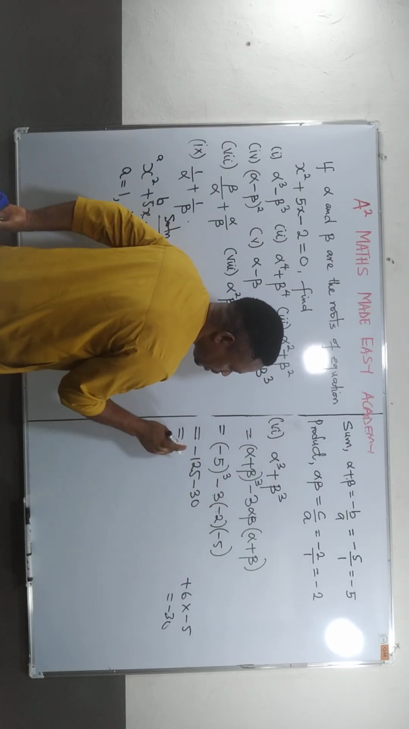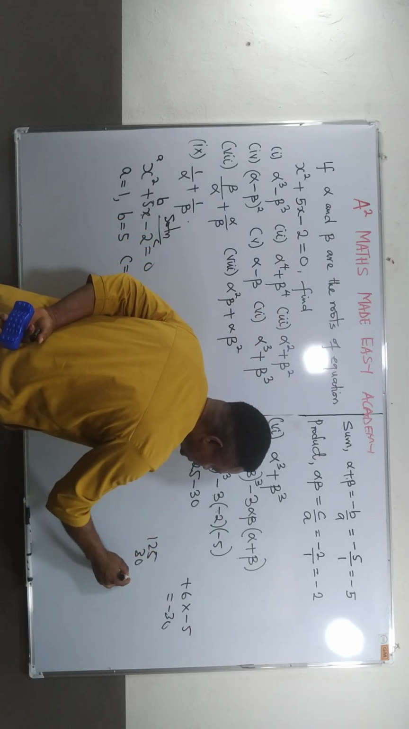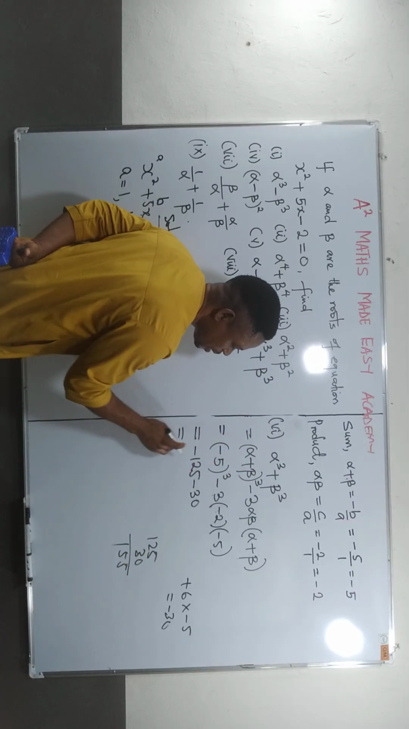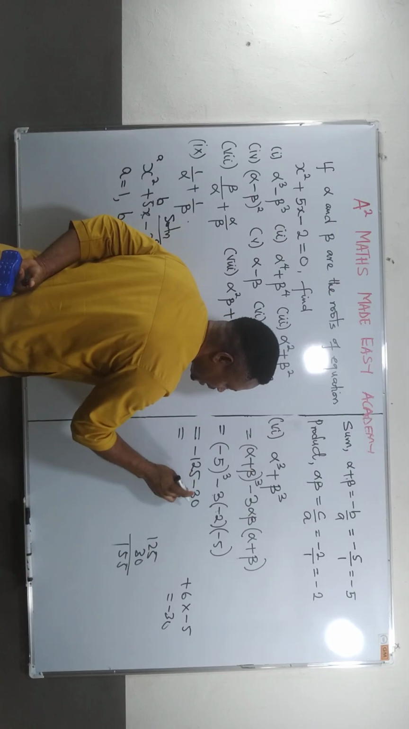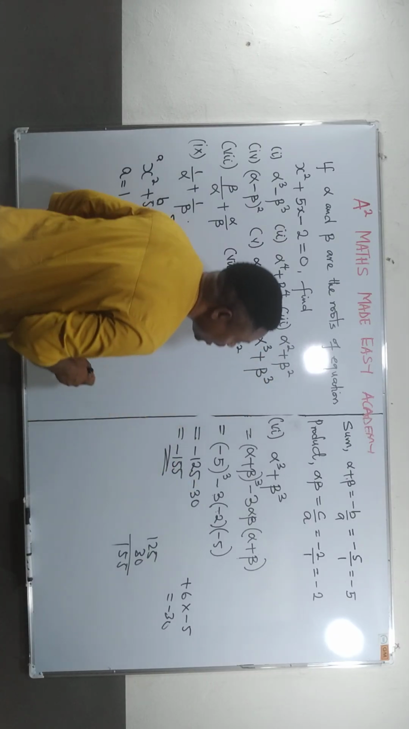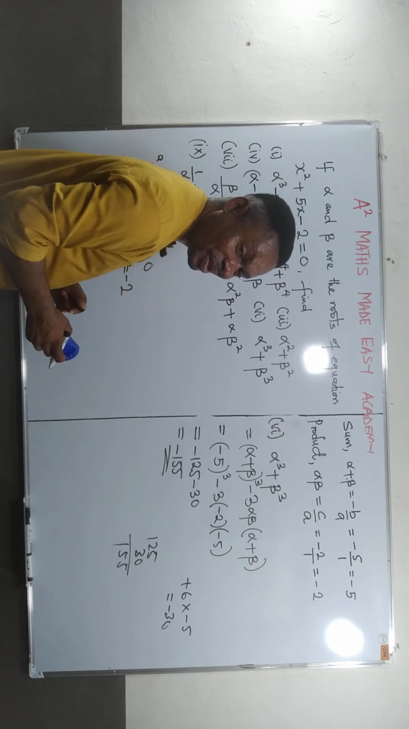So what do we say? Minus 125, then minus 30. Minus 125 minus 30 will give us minus 155. And that is the final answer. That is number 6. Have I made myself clear?